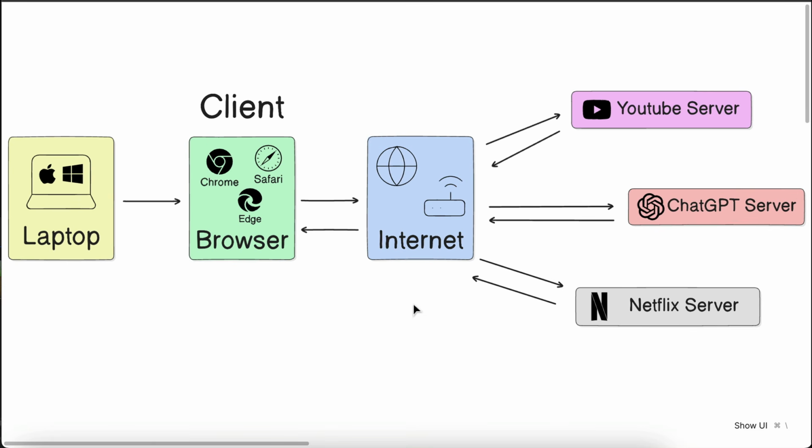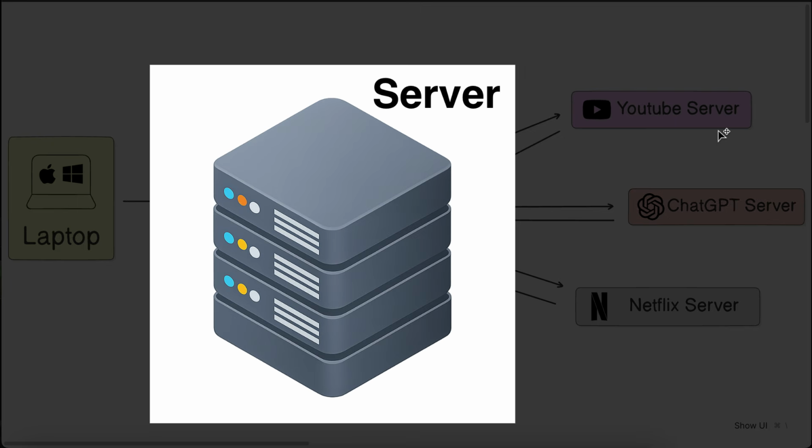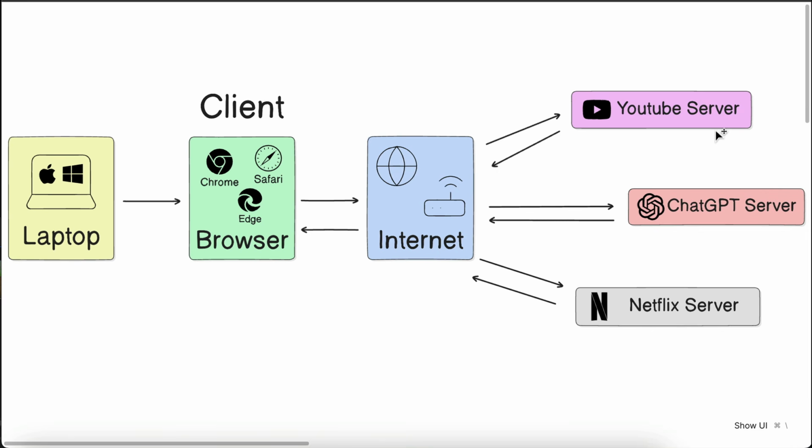First, think about how you access websites on your computer or laptop. You open a browser, maybe Chrome, Safari, or Edge, and type in a web address like youtube.com or chatgpt.com or any other active web address. When you enter youtube.com, your browser sends a request through the internet to find the YouTube server. A server is simply a computer running 24/7 with no screen and no keyboard.